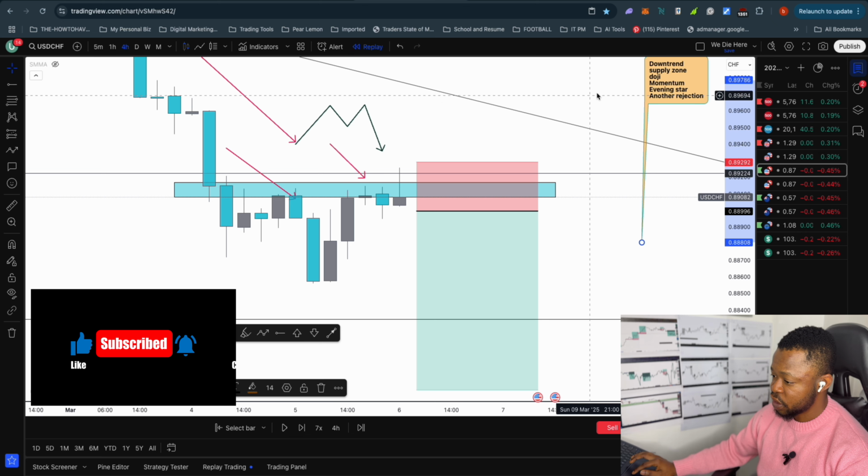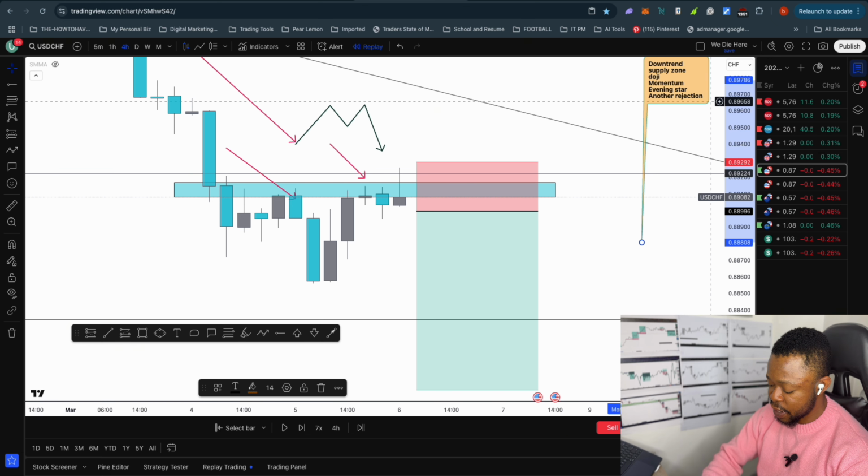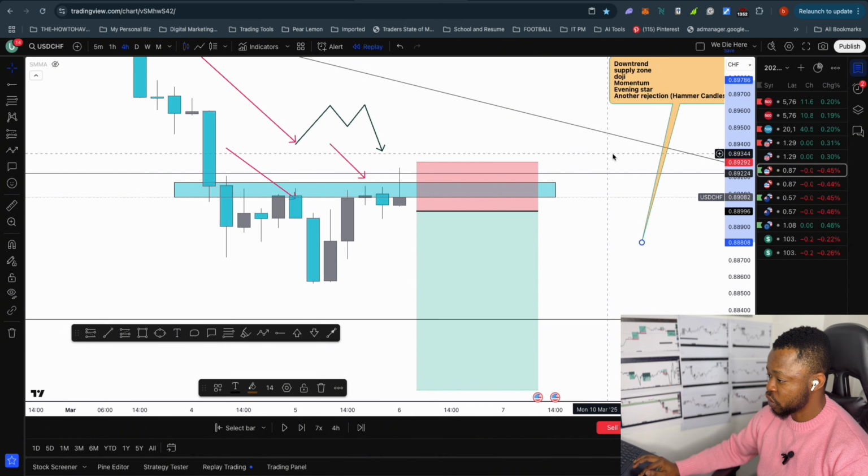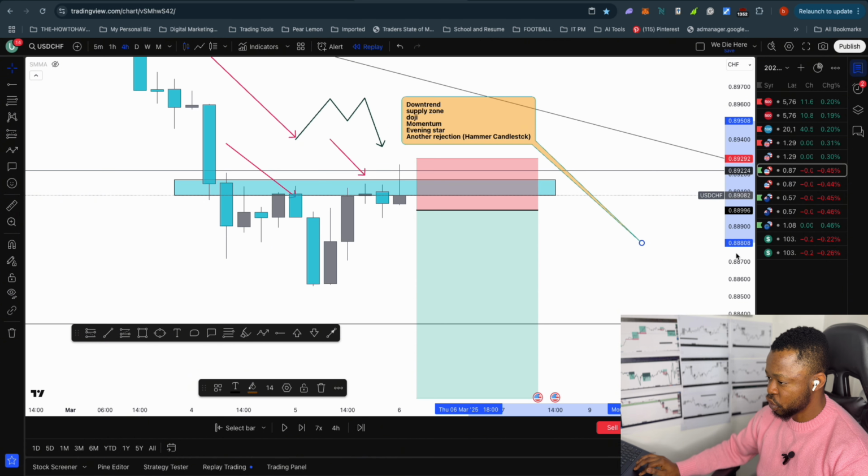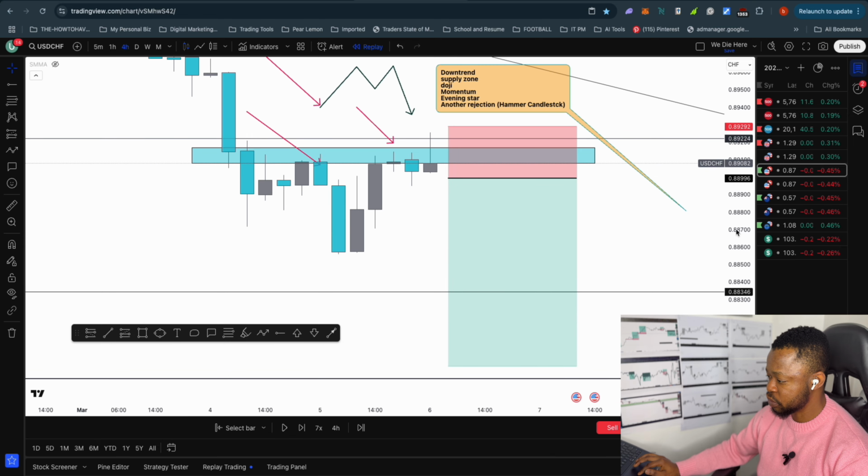Another rejection, and it's a hammer from a hammer candlestick. So this is why you need to learn all the major candlestick patterns, so you know what to do when things are occurring in the market.